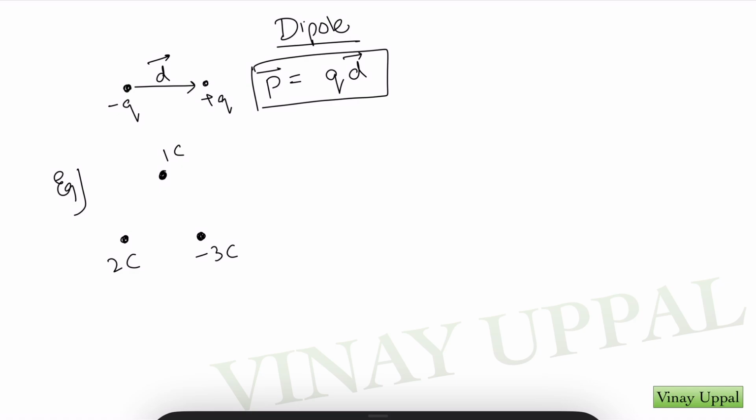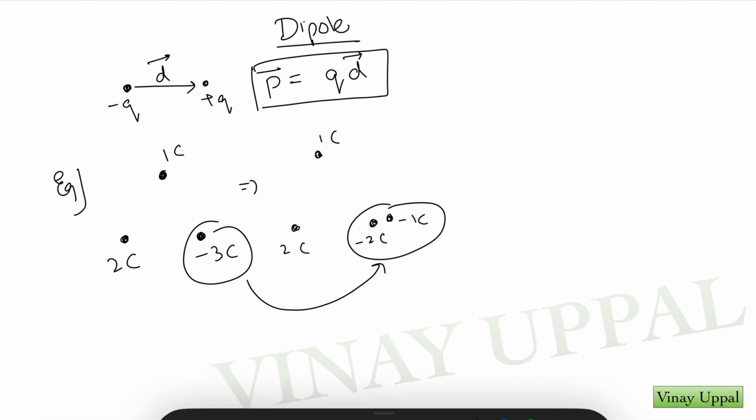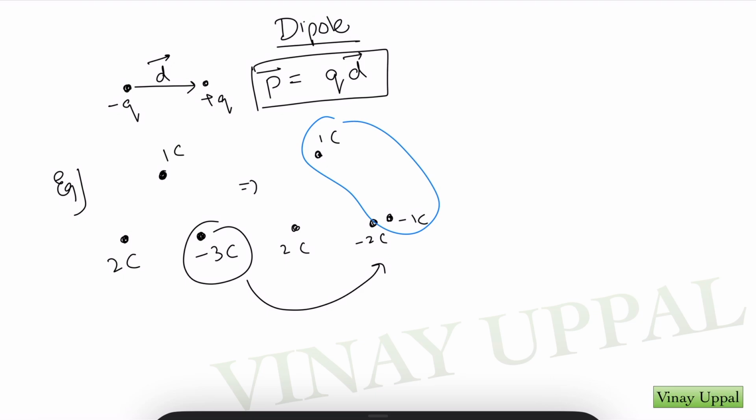So we are basically breaking down the system into individual dipoles. If I select any, just choose any one of the charges, that is up to you. Let me just select minus 3 coulomb and split it into minus 2 and minus 1 coulomb. And then I'll say that minus 1 and 1 form a dipole moment, let's say P1 vector, and minus 2 and 2 form another dipole moment, P2 vector.